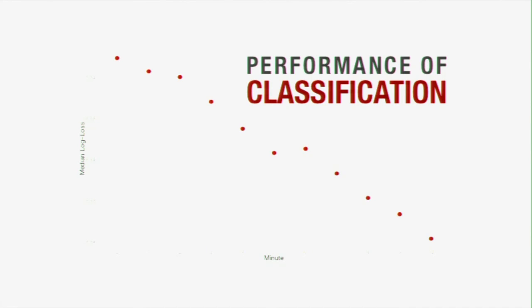And as you can see, this is a median log loss graph. As you drive along, the accuracy improves. The lower the number here, the better. So as we have more context, the more accurate the model becomes. Does that make sense?